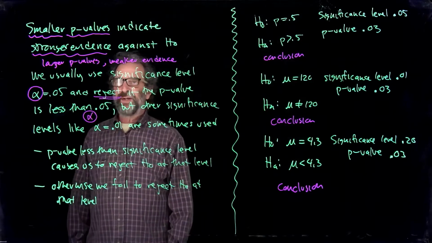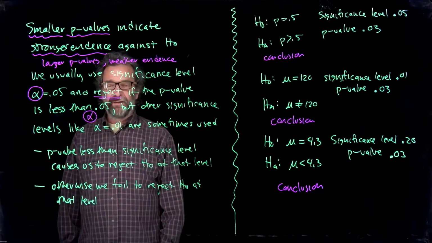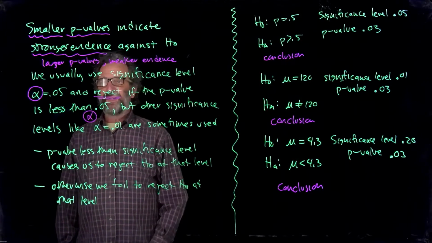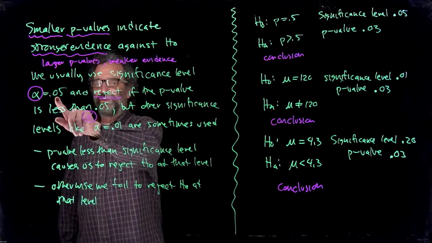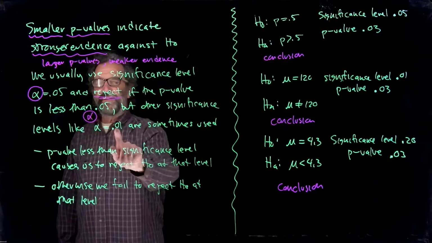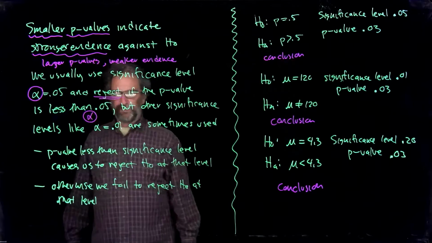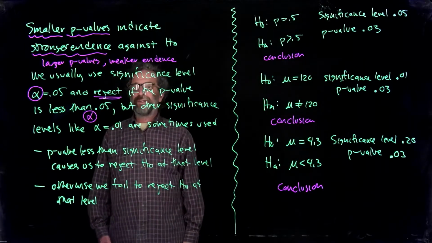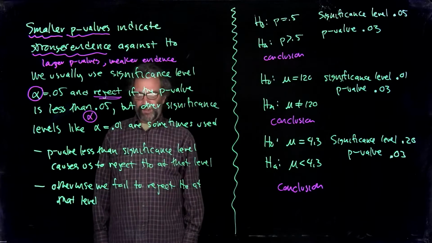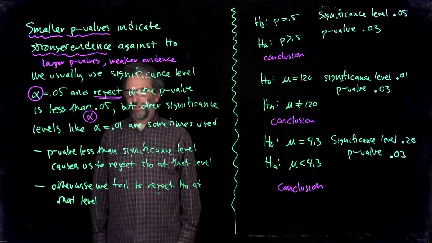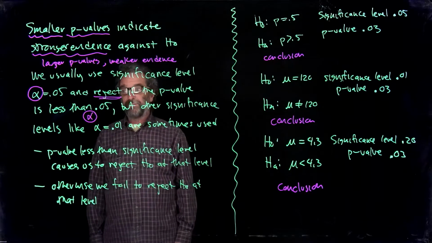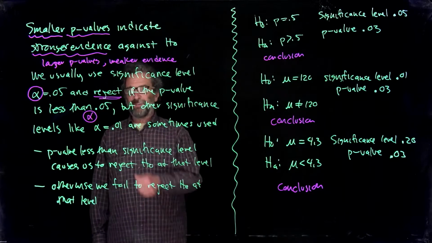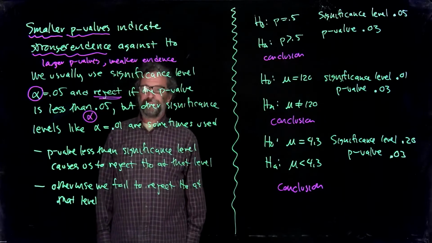If it's less, you reject, and if it's not, you fail to reject. And you claim that you're doing that at the level that's been given to you to use. So usually 0.05, sometimes 0.01, sometimes even other numbers are used for a significance level. But that's what you compare the p-value against. And that matches up with comparing the z or the t, if alpha is 0.05, to something like 2.